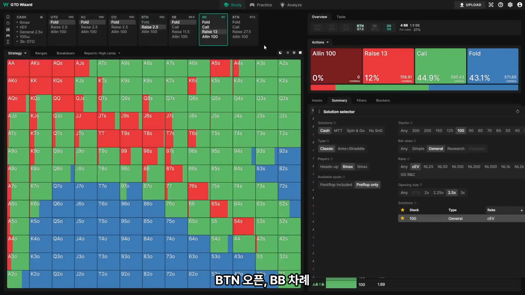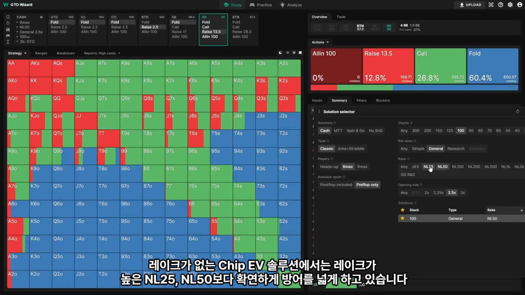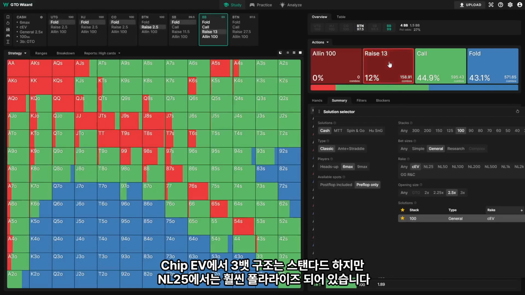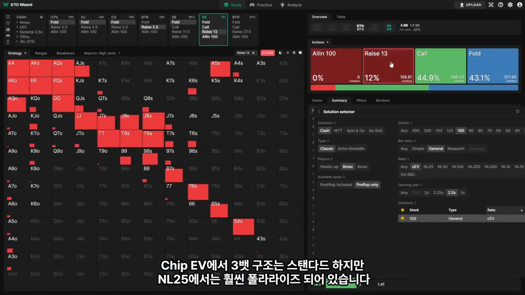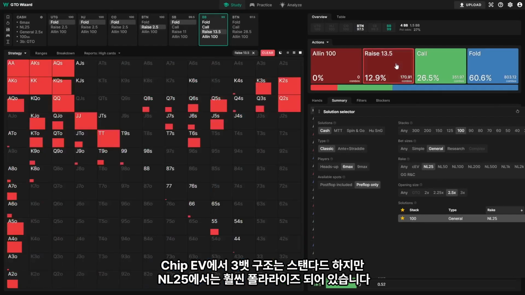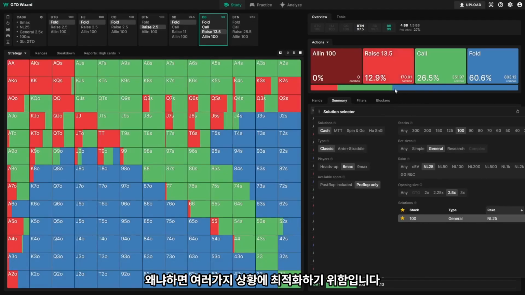Here's another example. So the button opens, action folds to the big blind. And we can see, again, that the chip EV solutions, that is to say, the rakeless solutions, will defend much wider compared to these high rake NL25, NL50 solutions. But something else changes. You'll notice that the 3-bet construction becomes much more linear in chip EV and much more polarized at NL25.